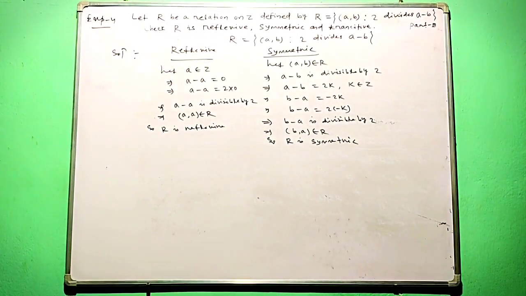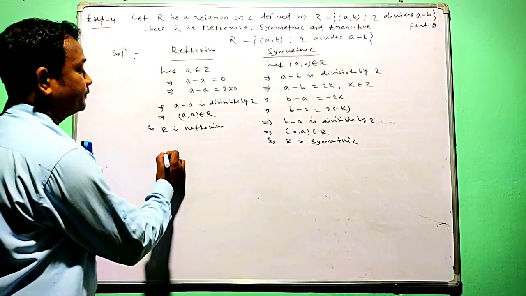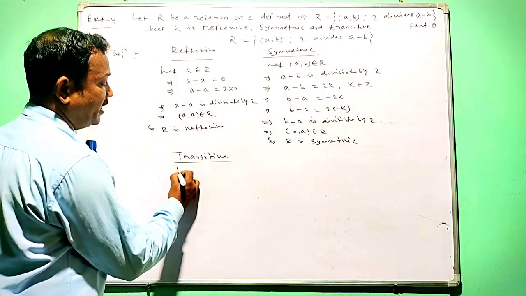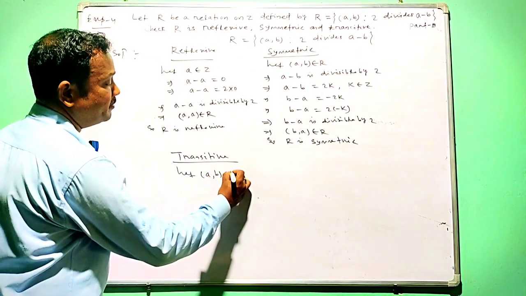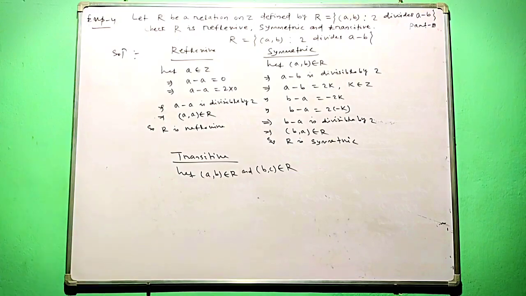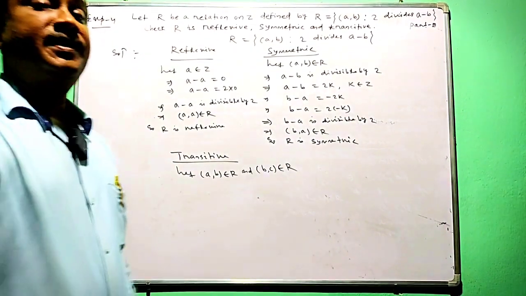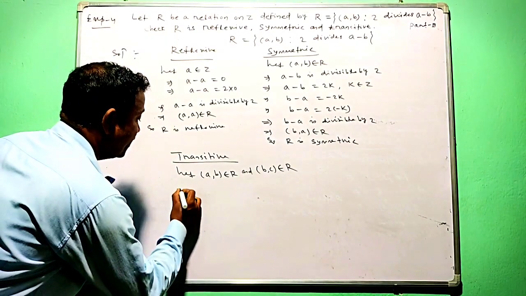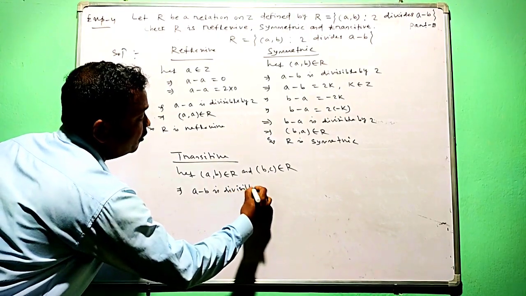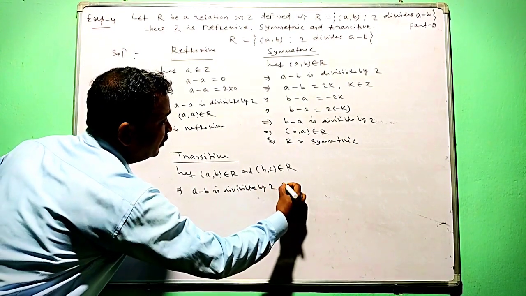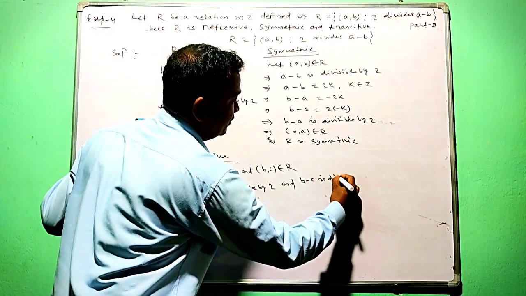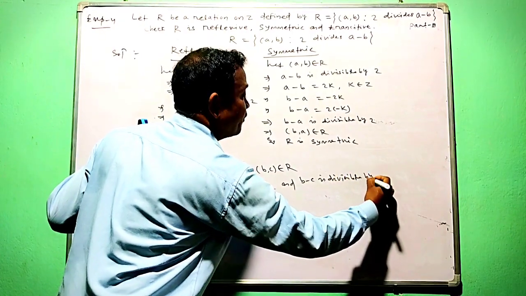Clear? Next, we test transitive. Let (a, b) be an element of R and (b, c) an element of R. We have to test that if (a, b) is an element of R and (b, c) is an element of R, then (a, c) is an element of R. (a, b) being an element of R means we write a minus b is divisible by 2, and (b, c) being an element of R means b minus c is divisible by 2.